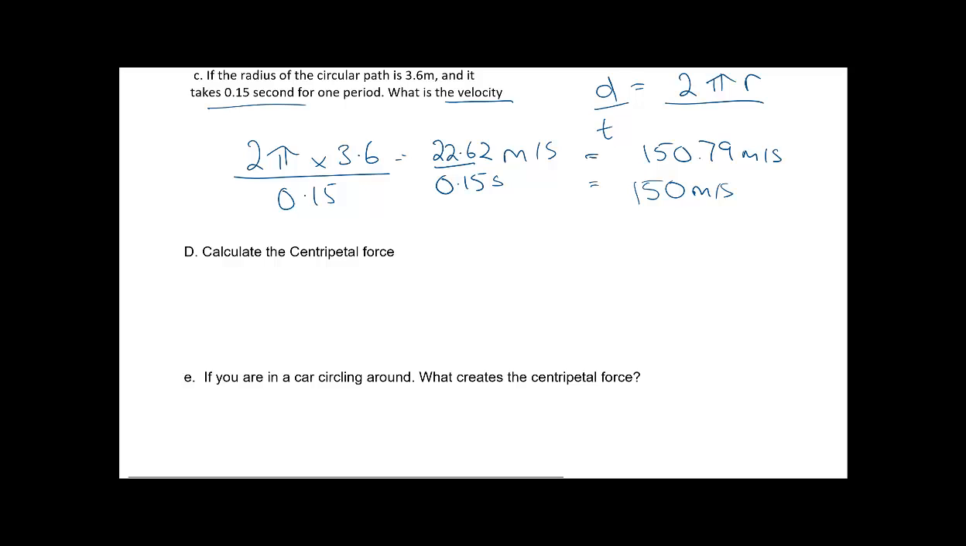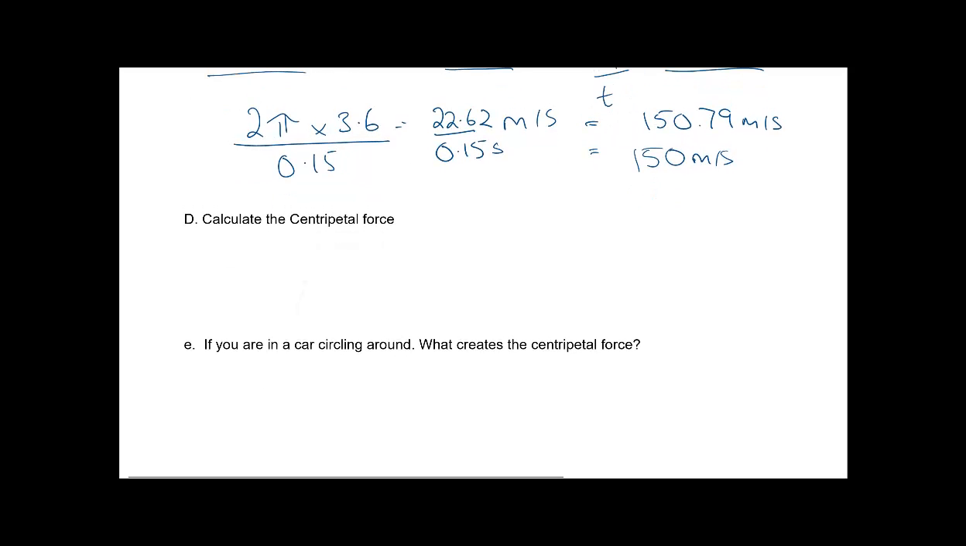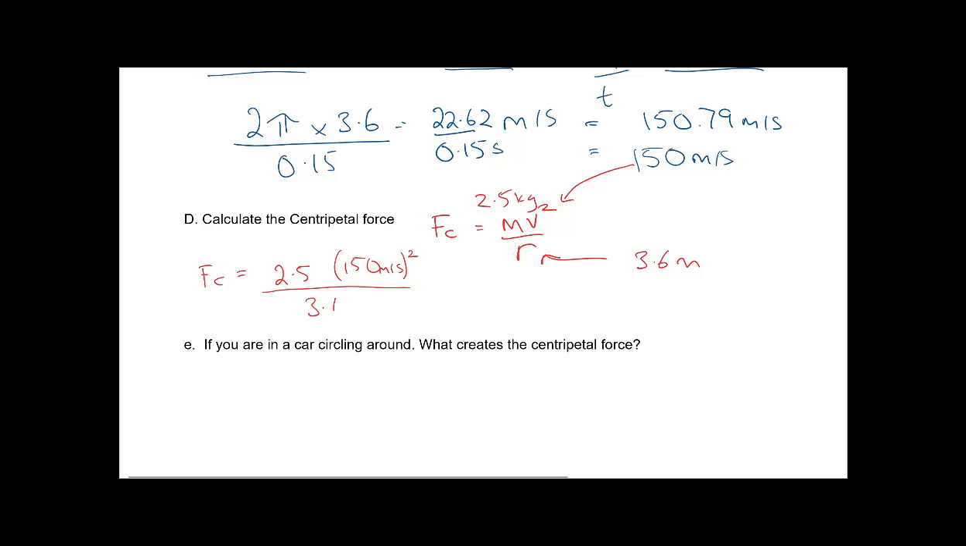Okay, now the important thing to realize with circular motion is that the formulas are typically different. So for this one, the force is going to equal mv squared over r. So you already have the velocity for calculating this. You know the radius is going to be 3.6 meters, and the mass is 2.5 kg. So you just have to put those in and calculate them. So that's going to be Fc equals 2.5 times 150 meters per second squared, and divide by 3.6.